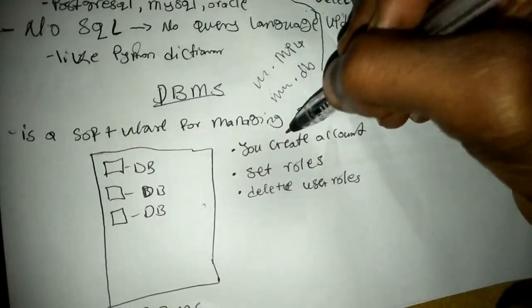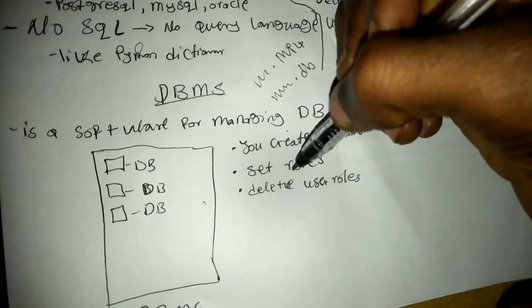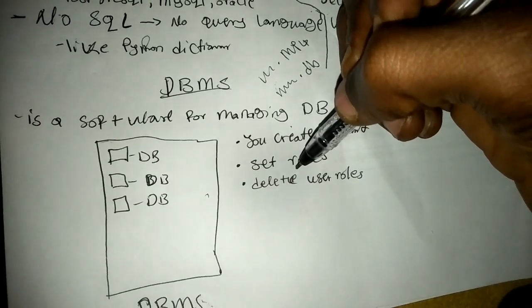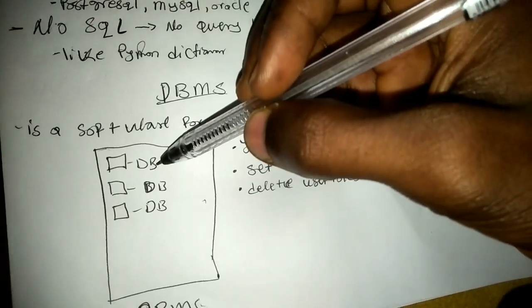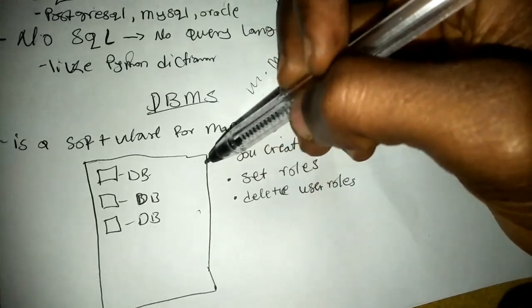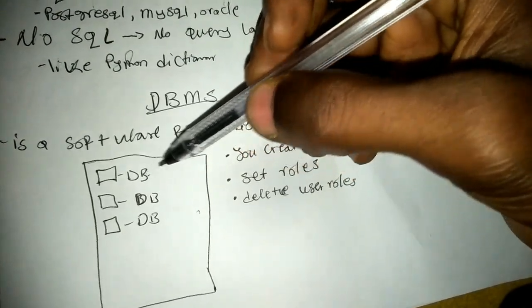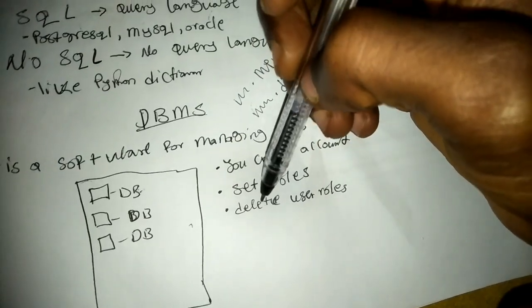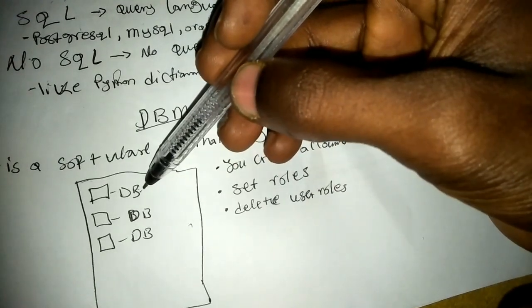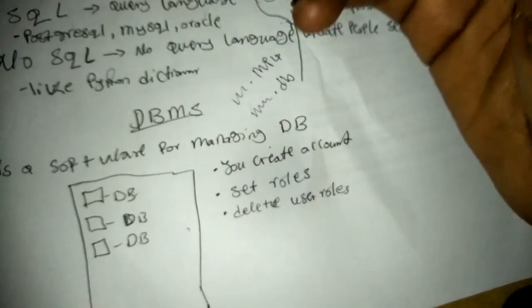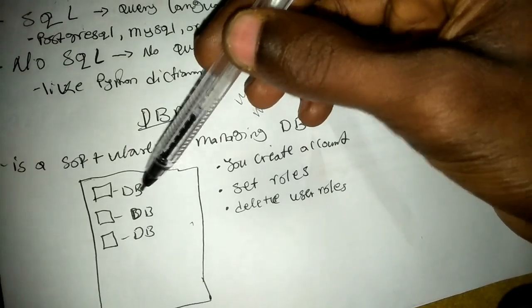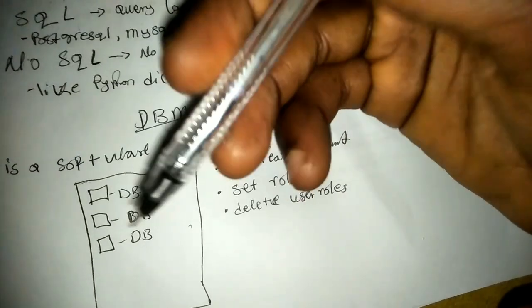When I create the user, then I will set the role of that user for this database. When I set the role, then I will give him the privileges, what he can do in this database, what he cannot do. Then after that, if I don't like the user, I will delete the user and so on. So by creating the user, I will give him a username and password.